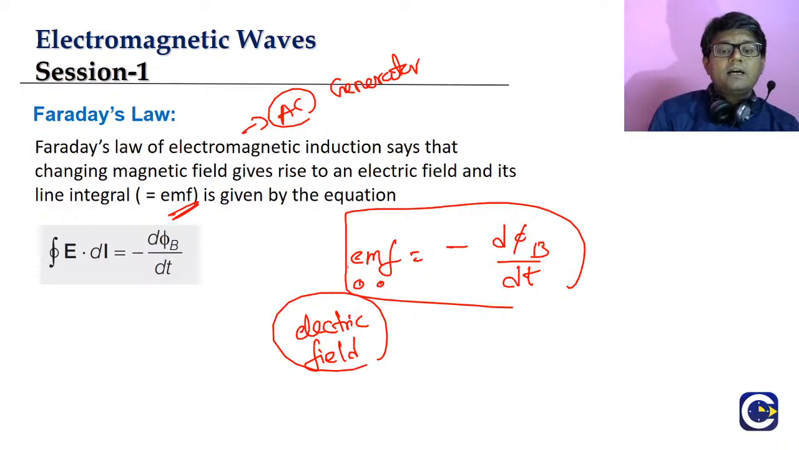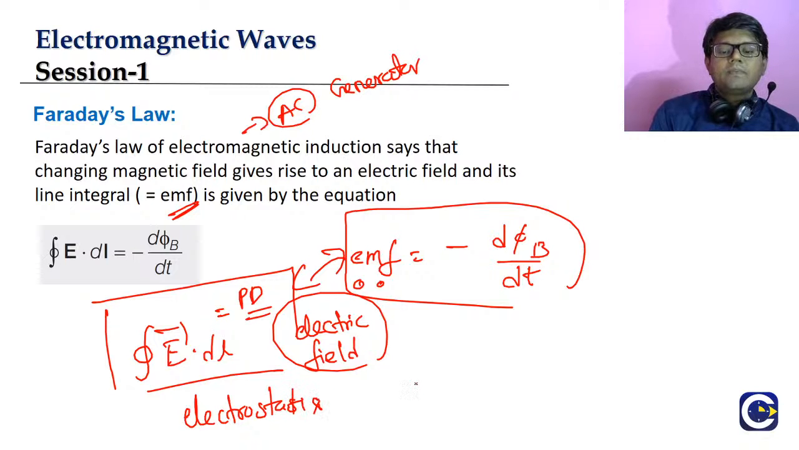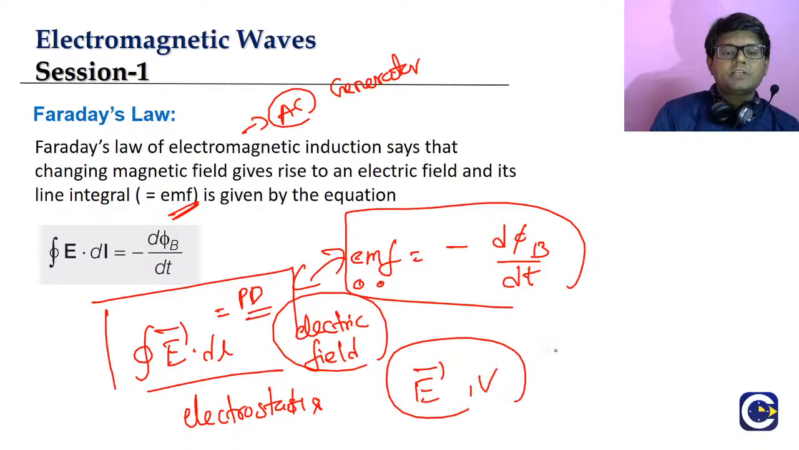So how do we relate the potential difference and electric field? The line integral of electric field will give us the potential difference. Where does this relation come from? It comes in the electrostatics chapter, where we relate the electric field and potential. So the line integral of electric field will be giving us the potential difference.